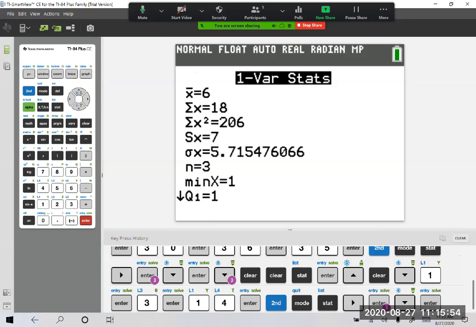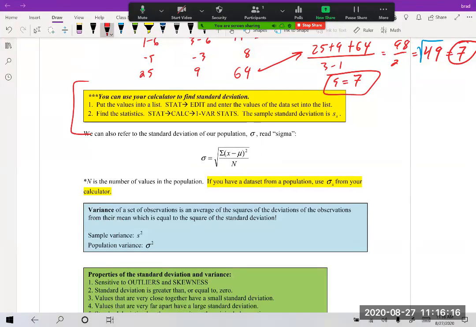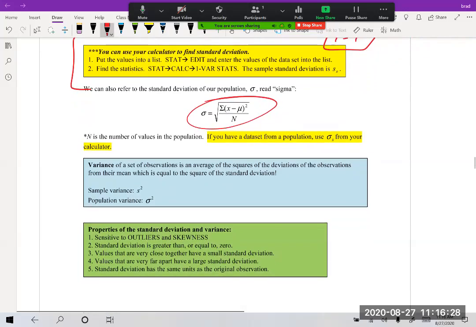And notice, you see how it says X bar is 6? That's what we got. And then where it says capital S and then the lowercase x, that is the standard deviation of the sample. So when they tell you the standard deviation of that sample, you get 7, which is the same number that we got. So you can use your calculator with the single variable stats button to find the mean and the median, and now you can also use it to find the standard deviation as well. We can also find the standard deviation of the population, the red sigma. You can do it this way as well, which is basically very similar.